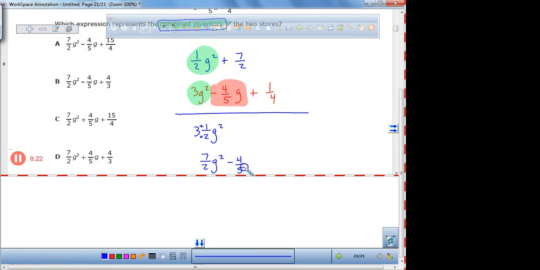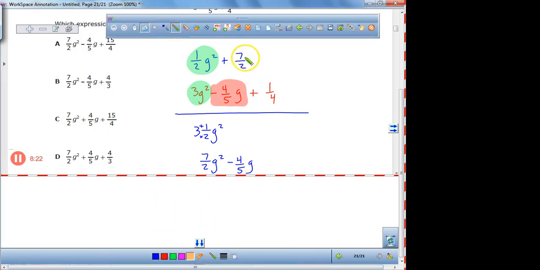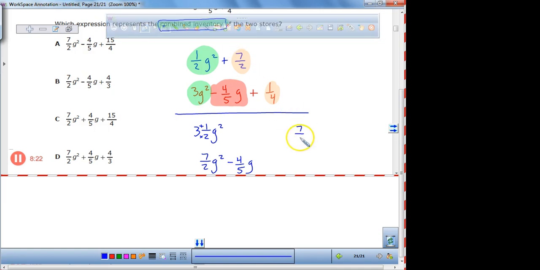And what's the only other thing that we have to combine, we got to combine what? 7 over 2 plus 1 over 4. Now, if you're going to do this by hand, yes, you would have to find a common what?